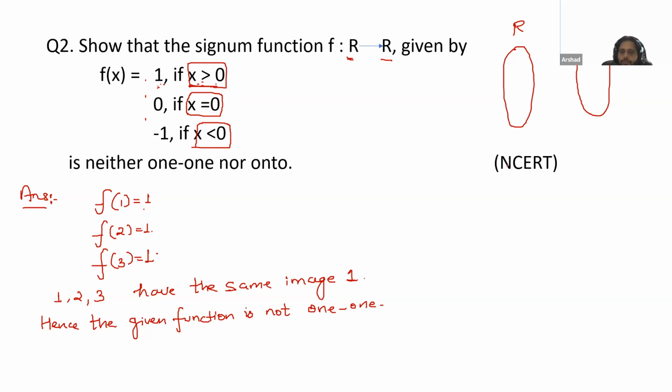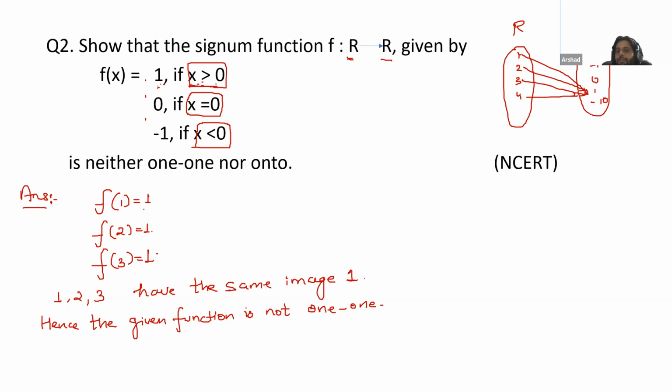Please check here. Here we have the real numbers, and here also we have the real numbers. For example, if we put the values 1, 2, 3, 4, and here we have, suppose, -2, -1, 0, 1. If you put 1, you get 1. If you put 2, you get 1. If you put 3, you get 1. If you put 4, you get 1. So the answer you get is always 1, 0, or -1.